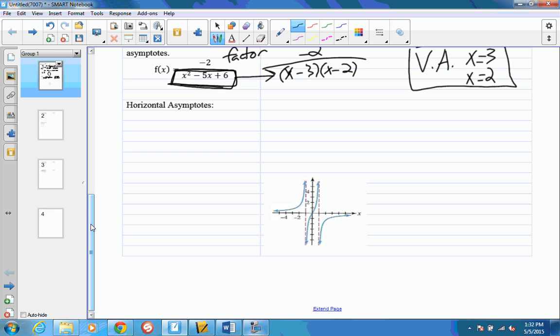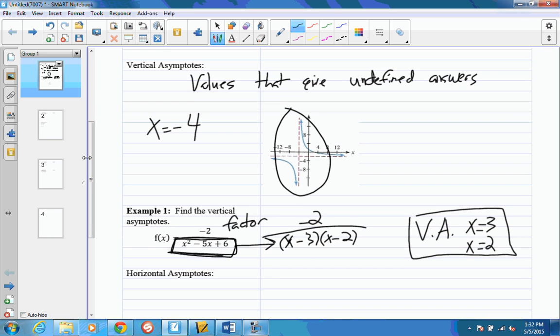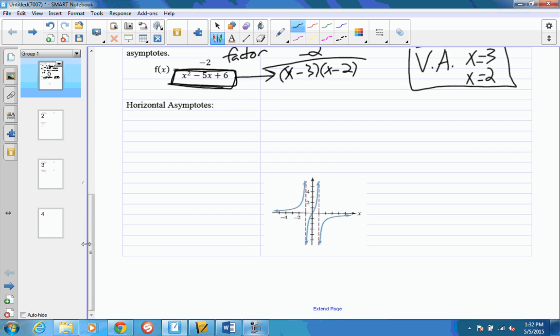Good. Horizontal asymptotes are different, and they're actually, I think, easier to find, easier to calculate. So if a vertical asymptote tells me where I get undefined answers, a horizontal asymptote will tell me about end behavior. You're thinking about domain and range. Hold on, we'll get to that. Good. So horizontal asymptotes will tell me about end behavior.